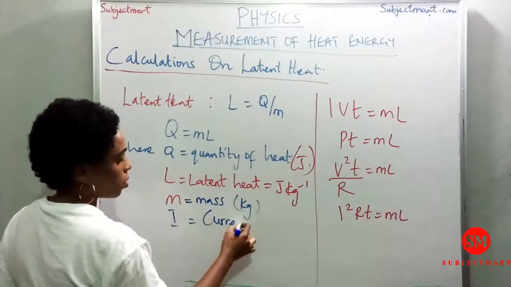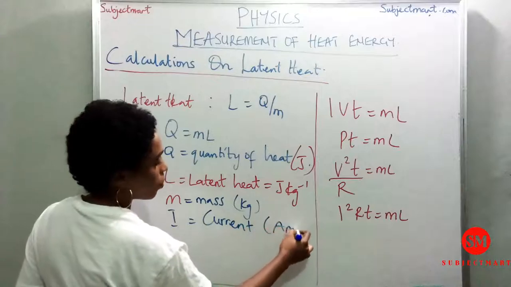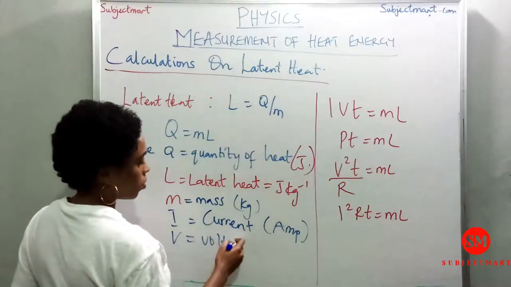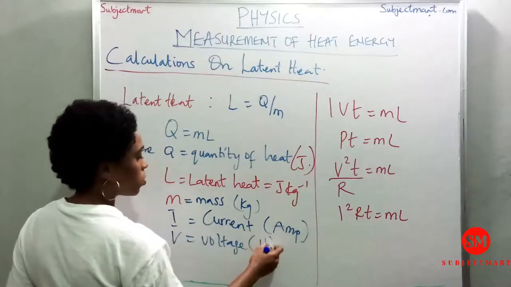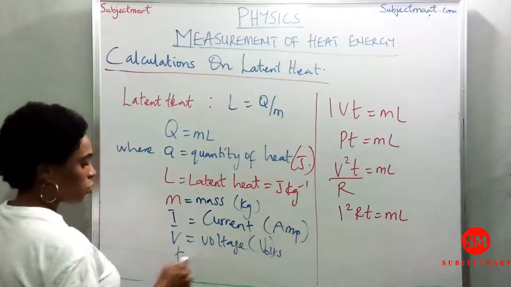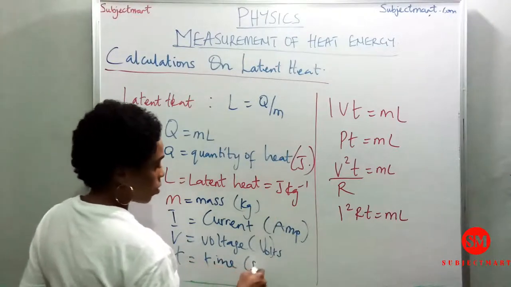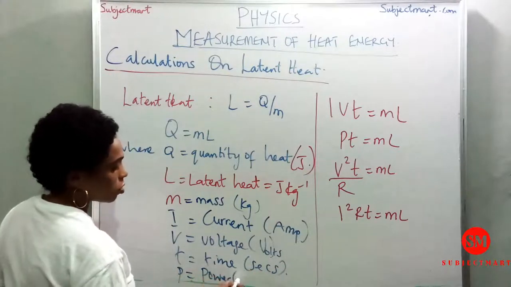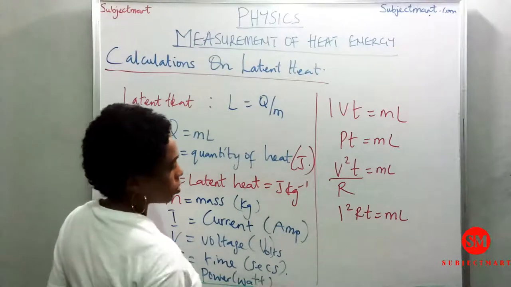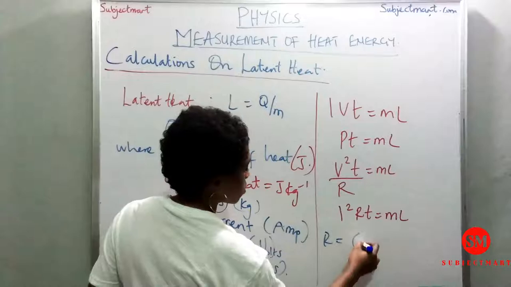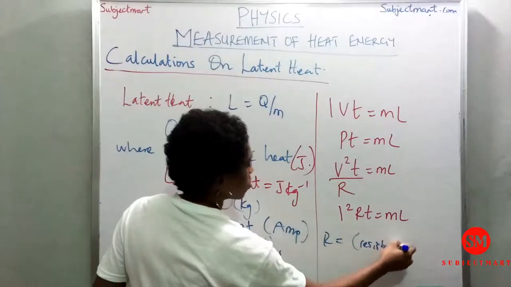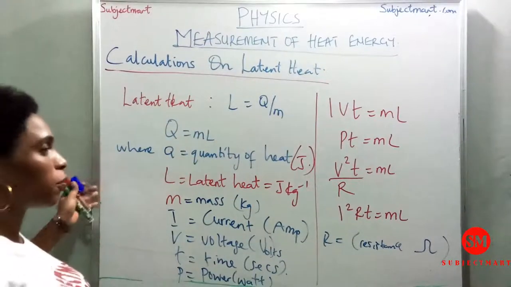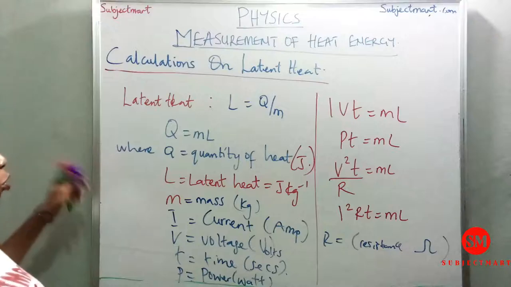So I is the current measured in amps. The V is the voltage, in volts. The t, of course, is the time in seconds. P is equal to power, and the unit of that is watts. R, of course, is the resistance measured in ohms. So basically, these are the formulas that we will be using.